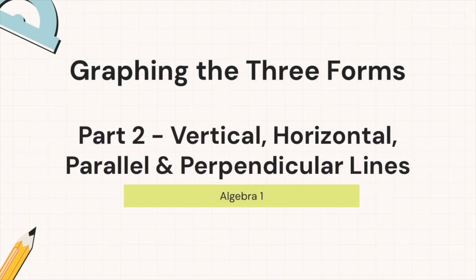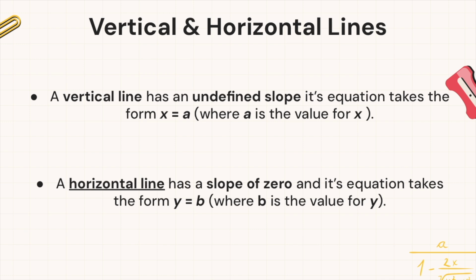Welcome back. Today we're going to talk about graphing the three forms, part 2: vertical, horizontal, parallel, and perpendicular lines. Let's take a look. Starting with some information about vertical and horizontal lines, a vertical line has an undefined slope. Its equation takes the form x equals a, where a is the value for x. A horizontal line has a slope of 0, and its equation takes the form y equals b, where b is the value for y. So let's play this out in a couple examples.